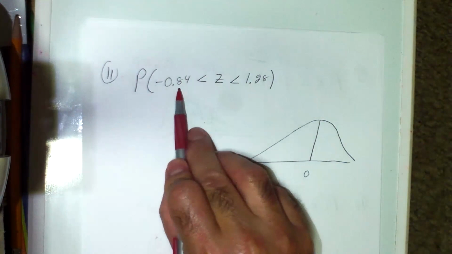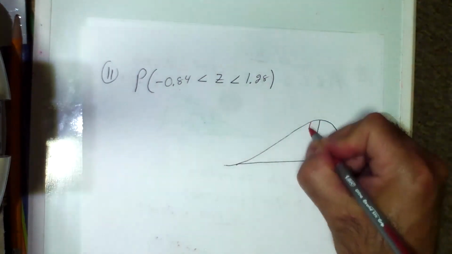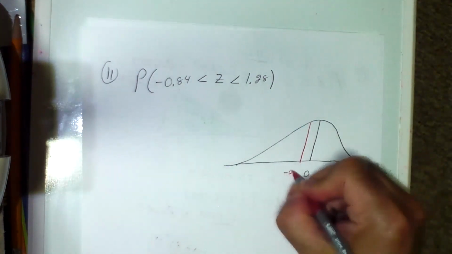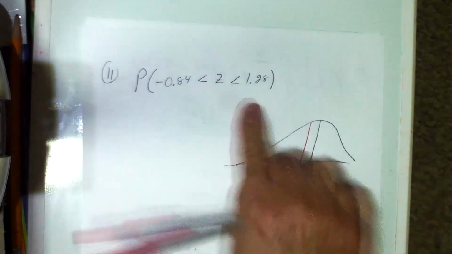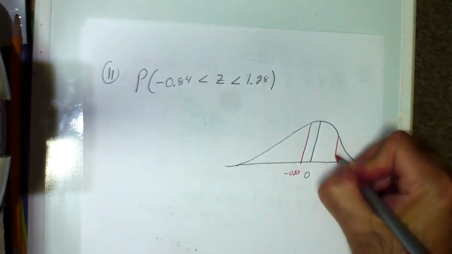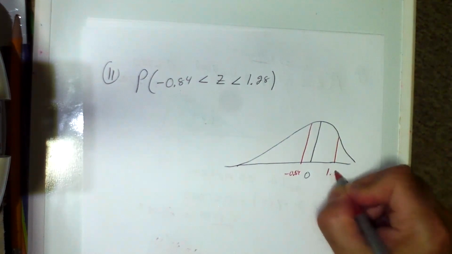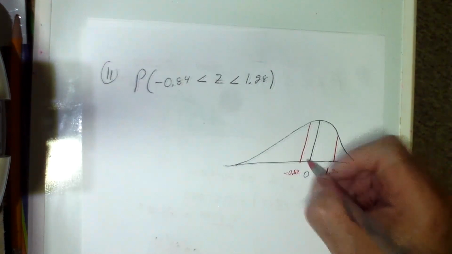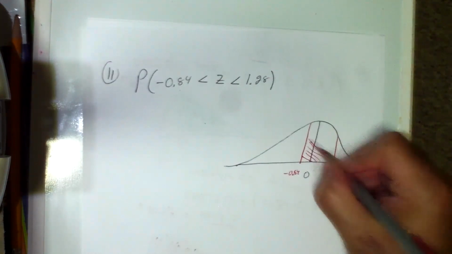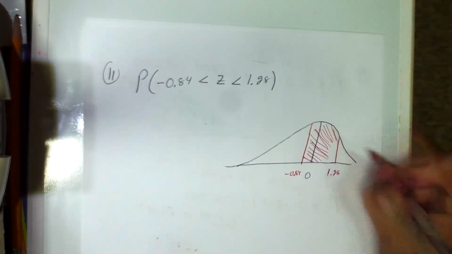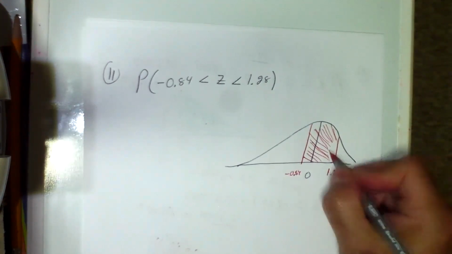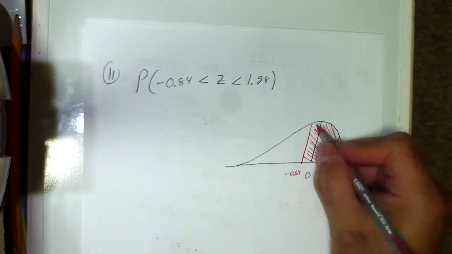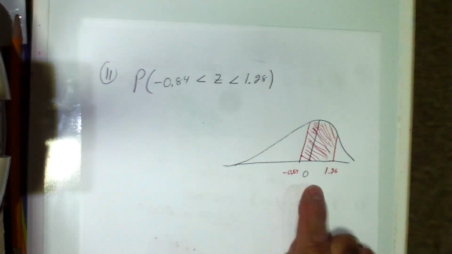Graphically, how do you draw it? Well, the first number is negative, so I'm going to just say it's about there. And 1.28, about there, more or less. Use your judgment. And you shade in between. Okay. So this time you want to identify the area in red that's between those two numbers.